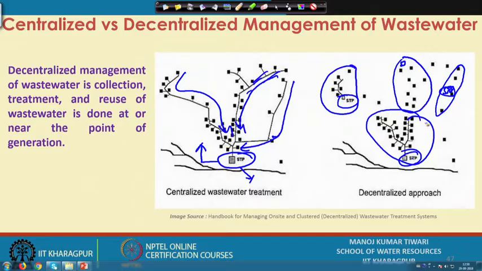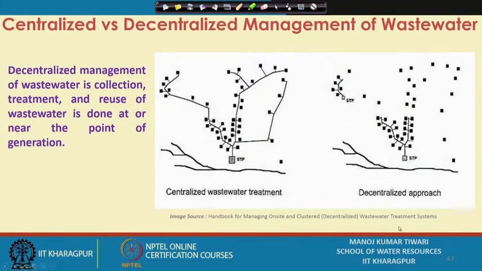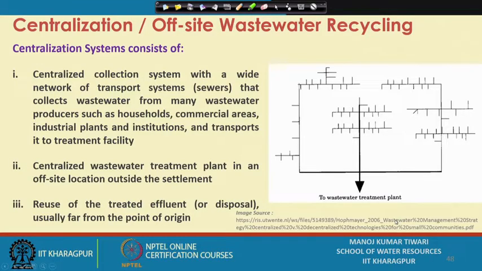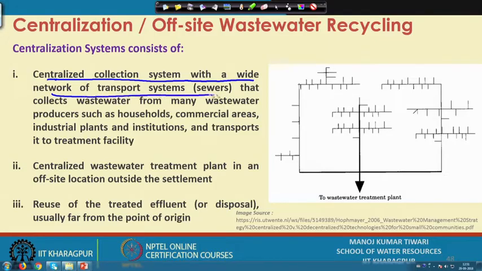within the different zones. There are various attributes in the centralized system as well as the decentralized system. Essentially, a centralized system will consist of a centralized collection system. That is one of the important aspects. It will have a centralized collection system, and for this purpose we need a wide network of sewers. So, there has to be a wide network of sewer lines which covers the entire area and collects it to the single treatment system.